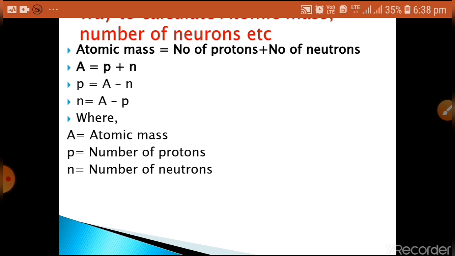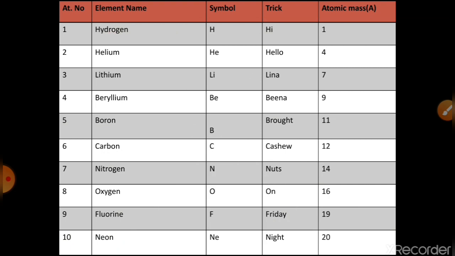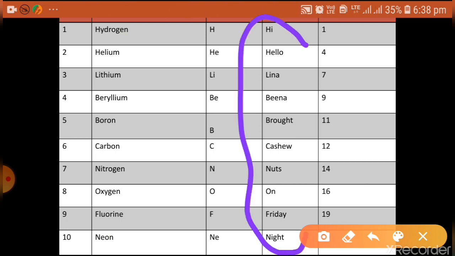Now we will see the first 20 elements, their atomic numbers, their atomic mass and a shortcut trick to remember them. These are the first 10 elements. Let us see the trick to remember them. Hi, hello, Lina Vina brought cashew nuts on Friday night. You can see this trick. By this trick you can remember all the first 10 elements for your lifetime. It is a very simple trick.